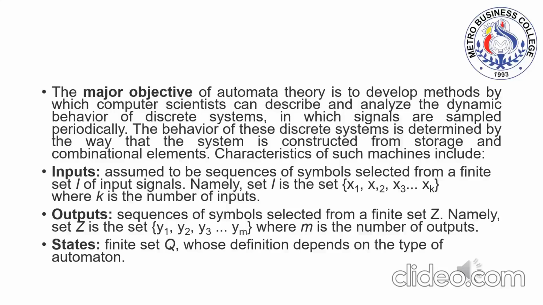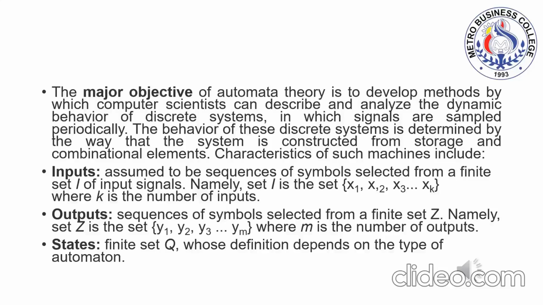The major objective of automata theory is to develop methods by which computer scientists can describe and analyze the dynamic behavior of discrete systems, in which signals are sampled periodically. The behavior of these discrete systems is determined by the way that the system is constructed from storage and combinational elements. Characteristics of such machines include inputs, assumed to be sequences of symbols selected from a finite set I of input signals. Namely, set I is the set x1, x2, x3, ..., xk, where k is the number of inputs.